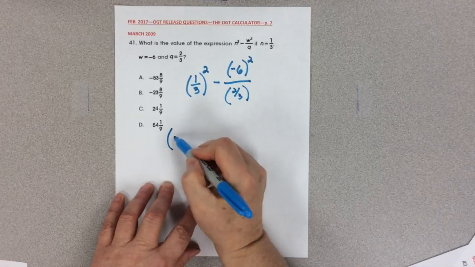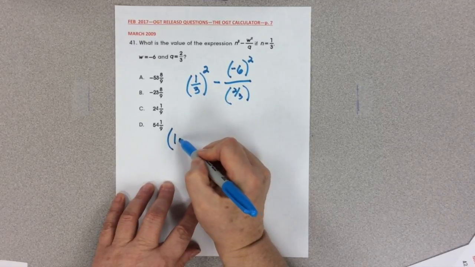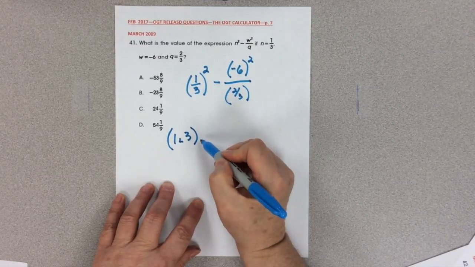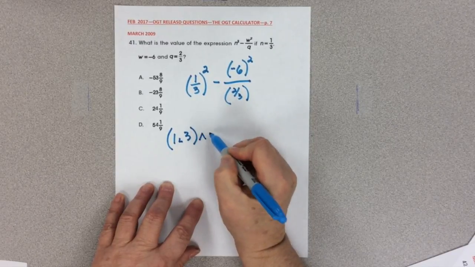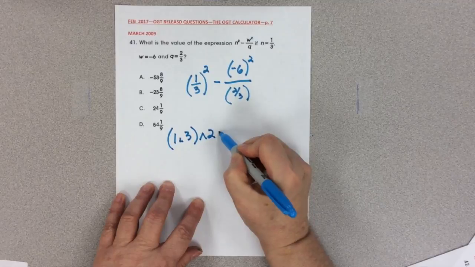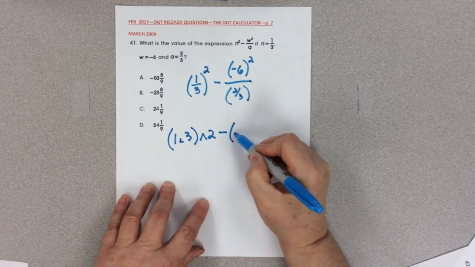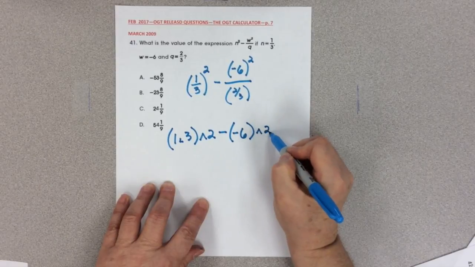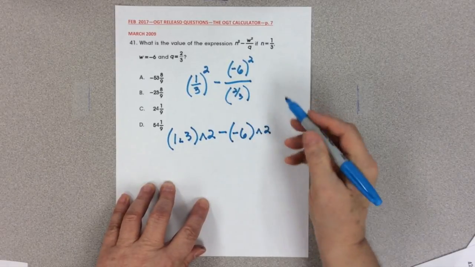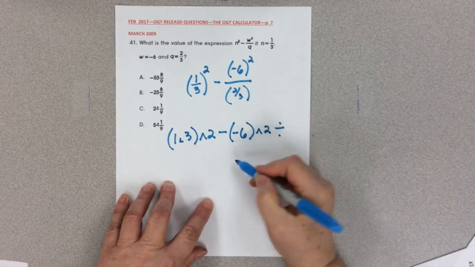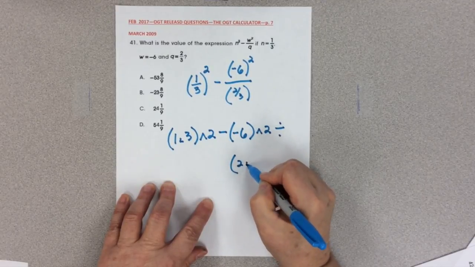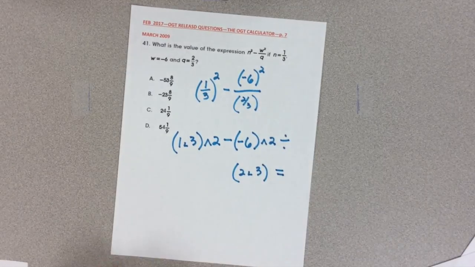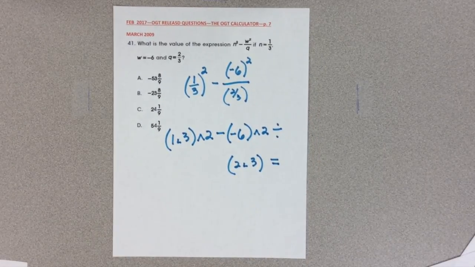I'm going to do parenthesis 1. That's the little symbol for ABC. ABC 3, parenthesis. And then I'm just going to go ahead and do caret 2. Subtract, parenthesis, negative 6, parenthesis, caret 2. Then divided, parenthesis, 2ABC3, parenthesis, equals. So those are my keystrokes that should work for me.